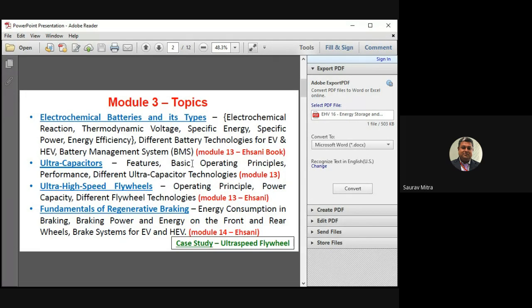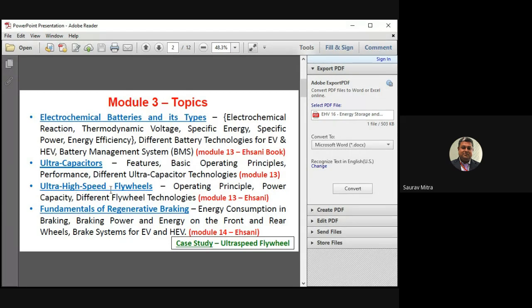The different types of ultra capacitor technologies that exist, all these things we can find in chapter 13 of the book by Ehsani. The topics are not going sequentially in the textbook. The textbook was already uploaded in your Google Classroom on the very first day. In modules 13 and 14 you will find all the things which are in module 3 of our syllabus.